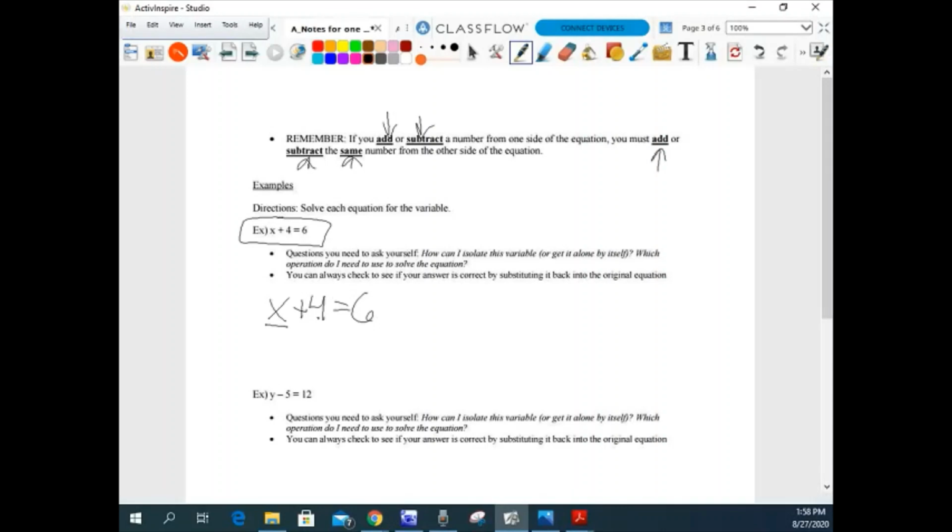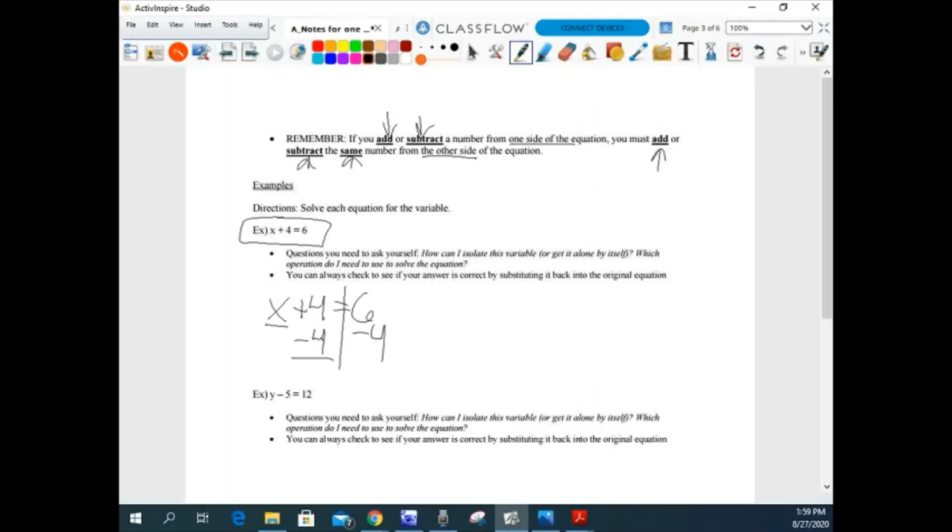What I need to do is the inverse of adding 4 to get rid of it, to get the x by itself. So instead of adding 4, I need to subtract 4. And what I do to one side, I must do to the other side. If you add to one side of the equation, you must add to the other side, okay? So I subtracted 4 from this side of the equal sign. I must subtract 4 from the other side.